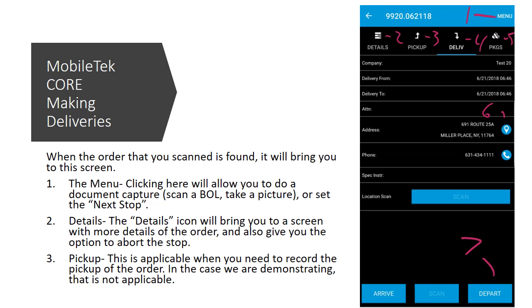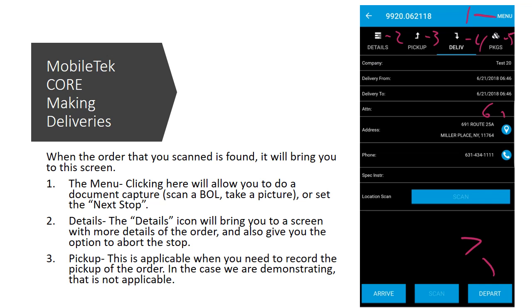The various sections of this screen will tell you anything you need to know about the order. There are 4 tabs across the top of the screen. There is also a menu icon at the top right. Clicking on the menu will allow you to do a document capture, such as a photo or a PDF. This is useful if you have a BOL that needs to be attached to the order. You can also set Next Stop here. Next Stop will mark the order and send a notification to the customer, if set up to do so, letting them know that their order is the next delivery and allowing them to view the GPS on the order.